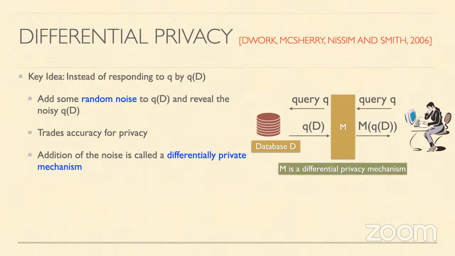Think of it as there's a program that takes the output of the query and gives you a slightly perturbed answer. Essentially, this program is a randomized algorithm. With some probability, it gives you some answer; with some other probability, it gives you some other answer.